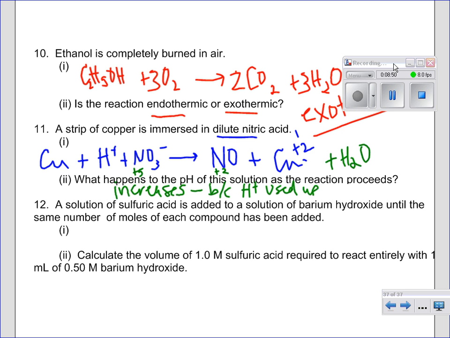A solution of sulfuric acid, so what do I write down? That's a strong acid. H plus SO4 minus 2 is added to a solution of barium hydroxide, Ba plus 2 plus OH minus, until the same number of moles have been added. What is the H transfer going to be? What are we going to make? Water. And since they're both strong, did we need the barium and the sulfate? Nope.